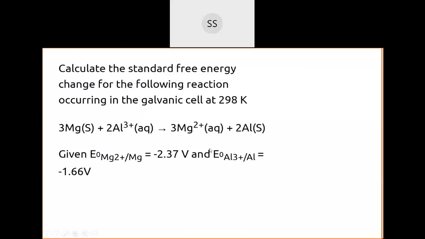Okay, we'll go for the next one. This you all try, students, and tell me what answer you are getting. Work it out by yourself, be sincere, and then tell me what is the n value and what is the G value you will be getting.